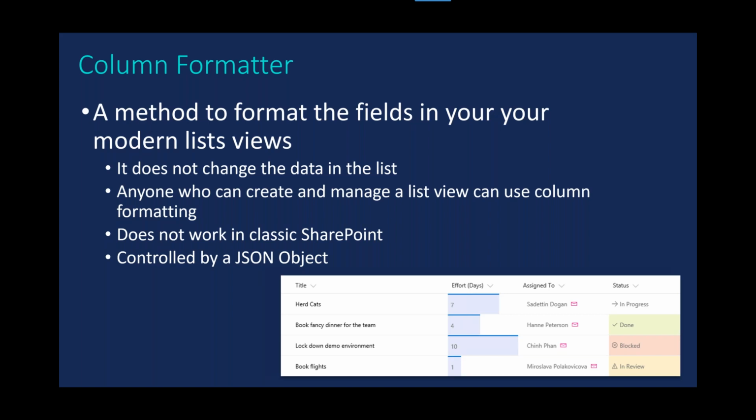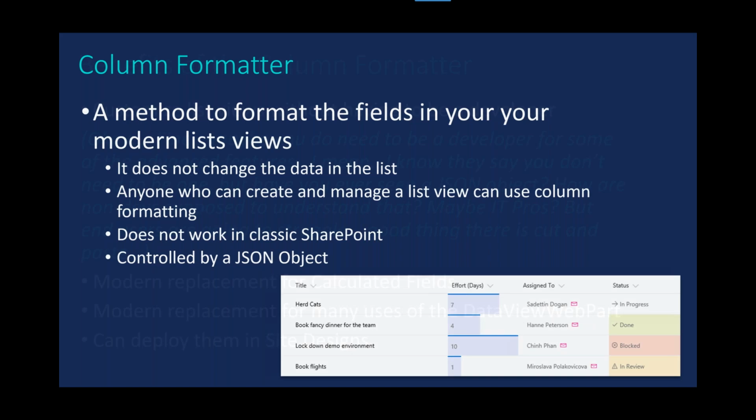So those task bars really help you understand the length of those tasks that have been going on. The status lets you know visually when things are blocked. And you can even use things like icons that have actions to them. So you can maybe click on that envelope to send the person an email. And this can be done to all of your modern SharePoint lists.